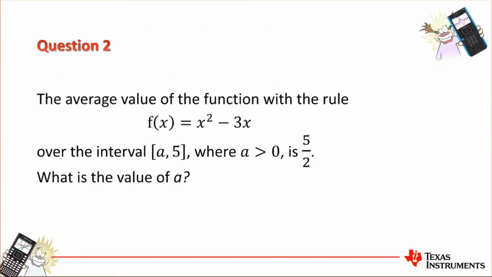Okay, the next question is: the average value of the function with the rule f(x) equals x squared minus 3x over the interval a to 5 inclusive, where a is greater than 0, is 5 on 2. So we know the average value of the function over that interval, but we have to work out the value of a. I hope you've all downloaded the worksheet beforehand and have already got an answer, and we'll see how we're going with that one. So let's go through and try to solve it.